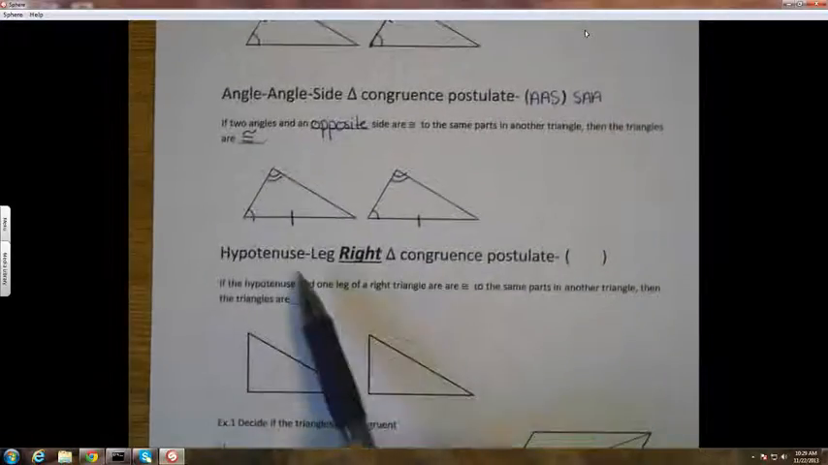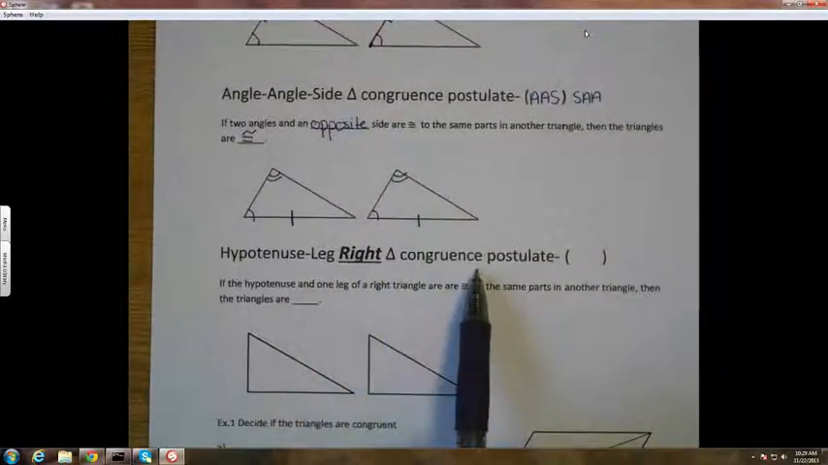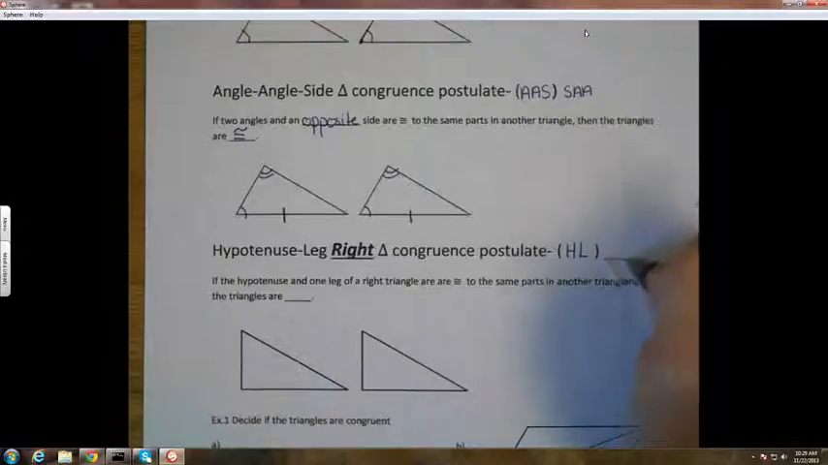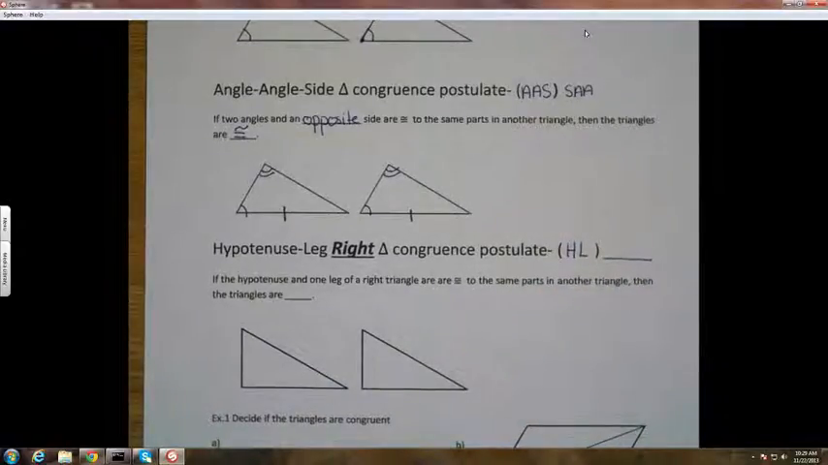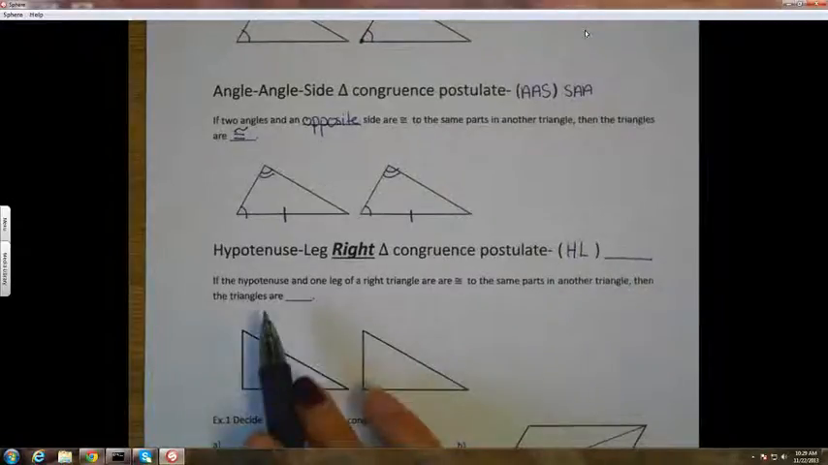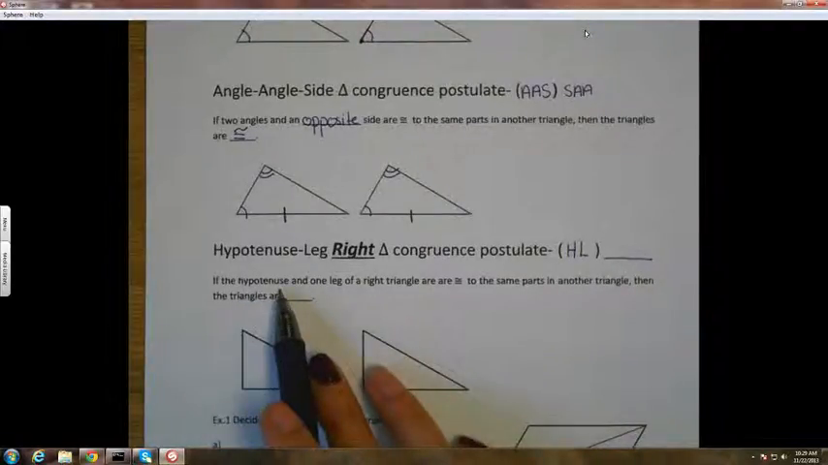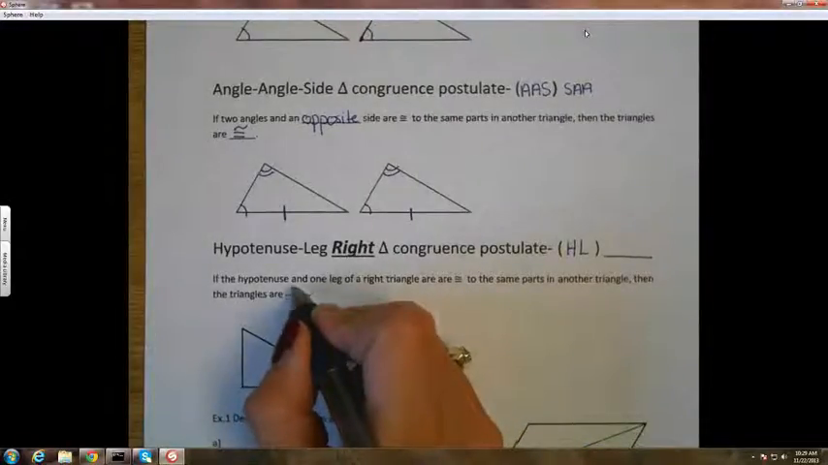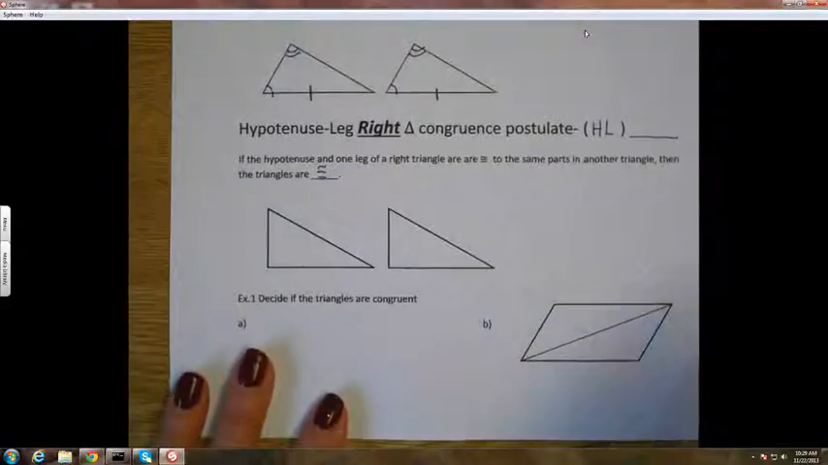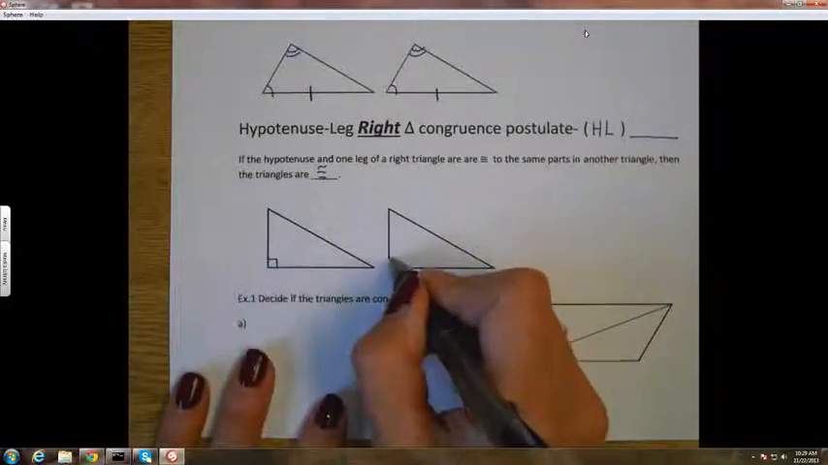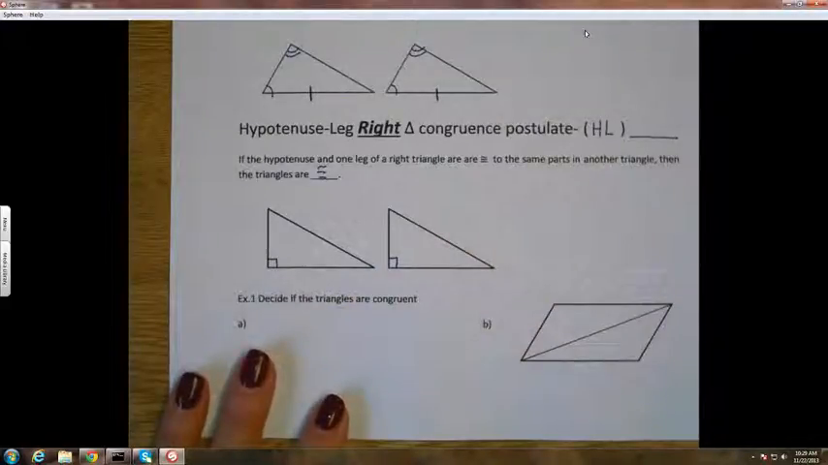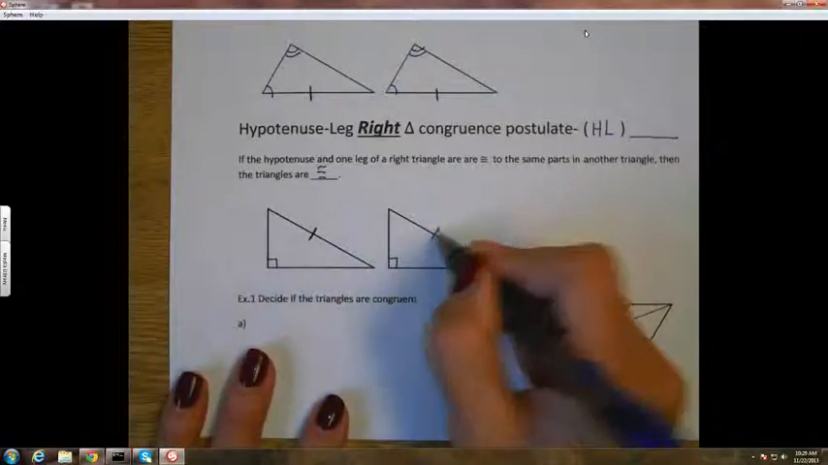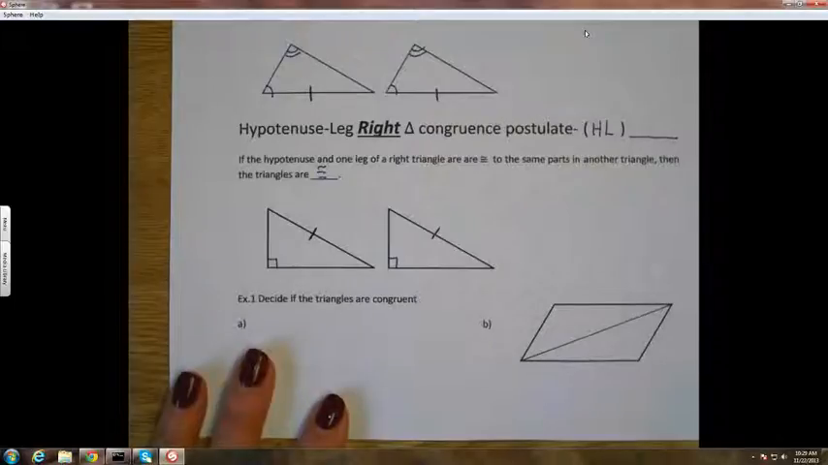It's called the hypotenuse-leg right triangle congruence postulate, which we will abbreviate HL, and we're going to have another abbreviation for it in a second. It's still getting three parts. You have to get the right angle, and then the hypotenuse and the leg. So if the hypotenuse and one leg of a right triangle are congruent to the same parts in another, then the triangles are congruent. So I have to get the right angles to make them right triangles. Where's the hypotenuse in a right triangle? Across from the 90. And then I need one of the legs, and it doesn't matter which one.